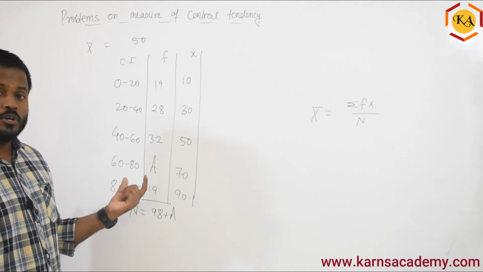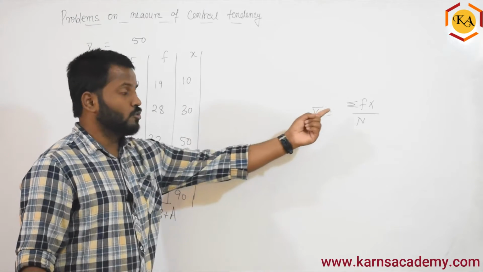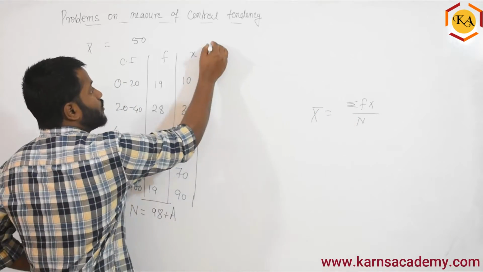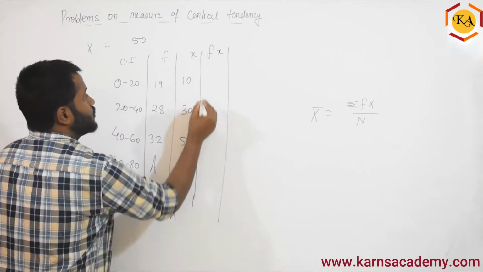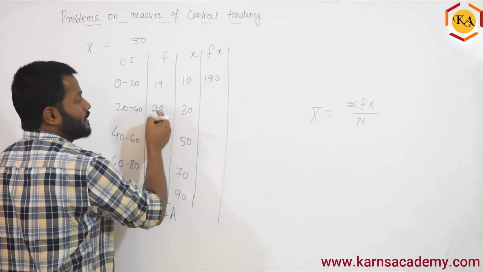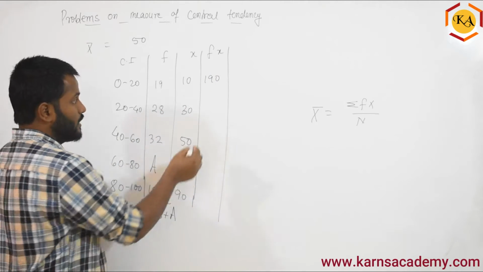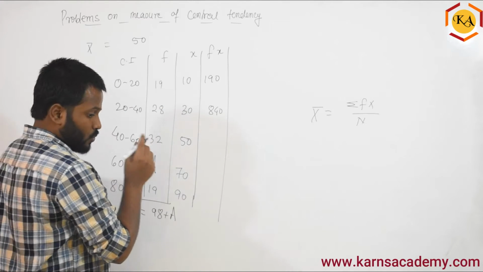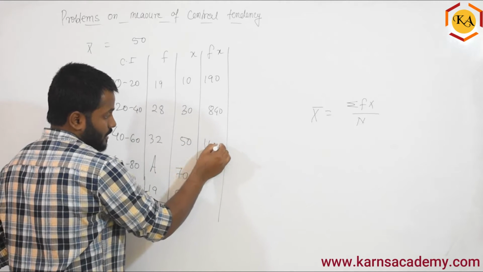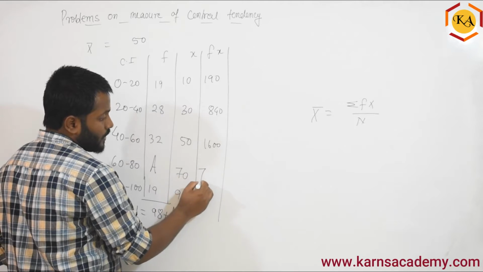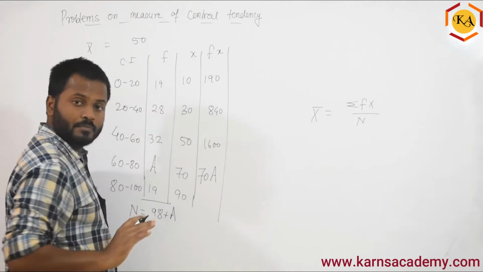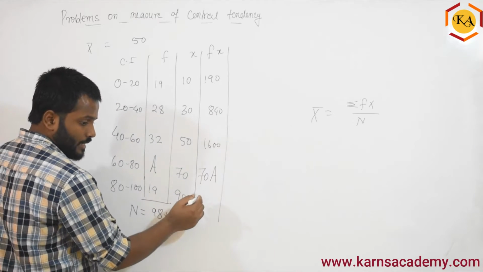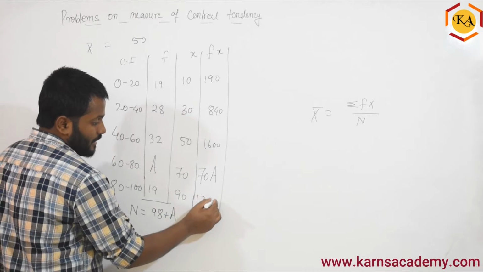Now next step, what do you do when generally you find the mean? You multiply f into x. So find out the multiplication. So 190, 28 into 3 will give you 840. Similarly, 32 into 5 will give you 1600, and 70 into a you will write 70a. And 90 into 19 will give you 1710.